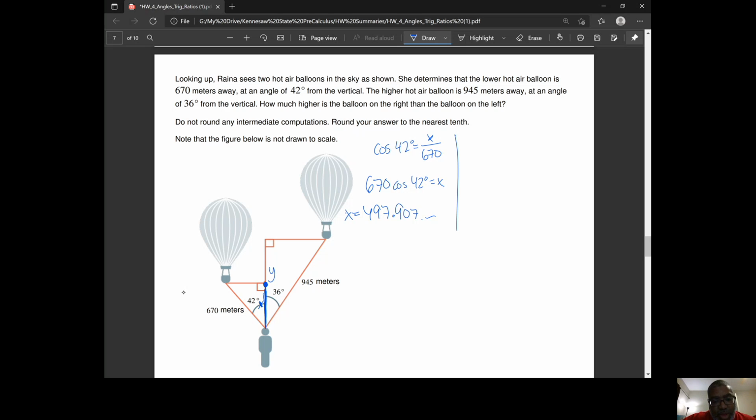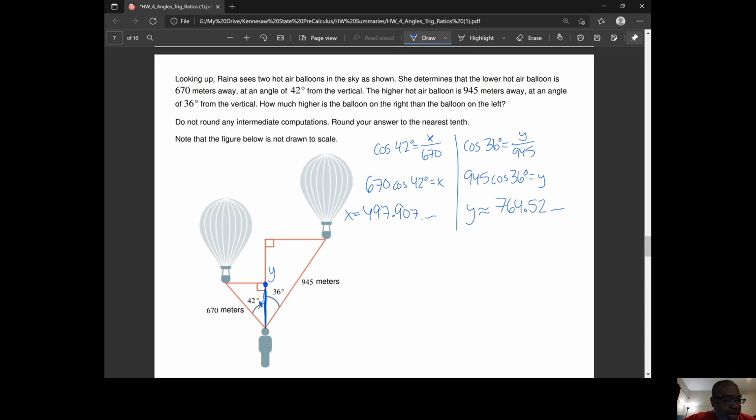For the big one, we have Y. That's the adjacent and hypotenuse. We're doing cosine again. So cosine of 36 degrees is equal to Y over 945. So 945 cosine of 36 degrees is equal to y. So y is about equal to 945 cosine of 36 degrees, 764.52 and some other digits. But it's here in my calculator.